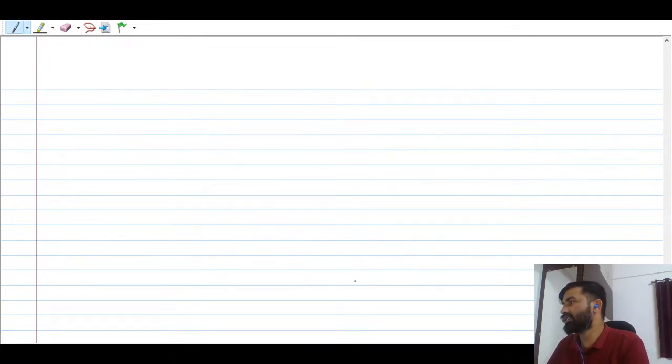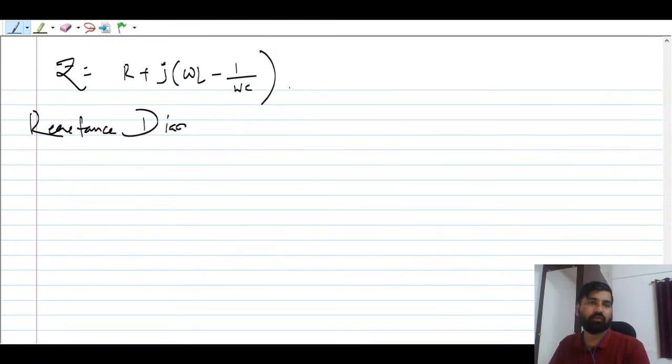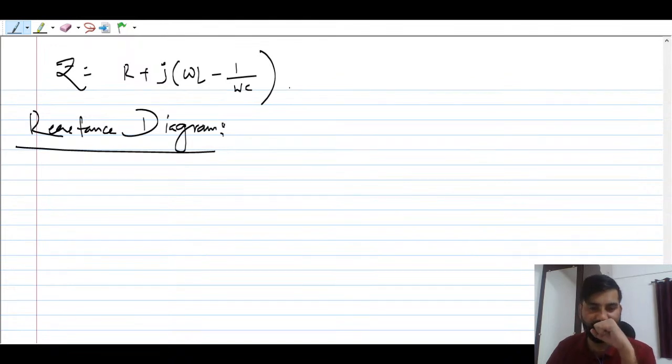I think this is clear. Okay, so as we have got, the impedance is nothing but R plus j times (omega L minus 1 by omega C), right? So this is the impedance. Now we can talk about the reactance diagram. We can draw the locus of the reactance diagram.